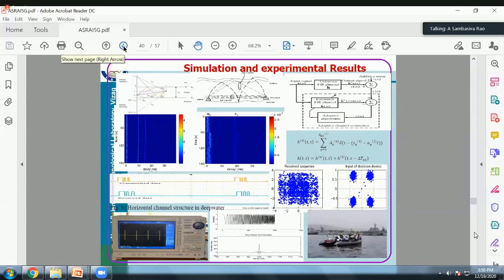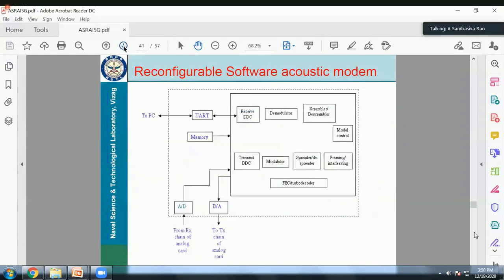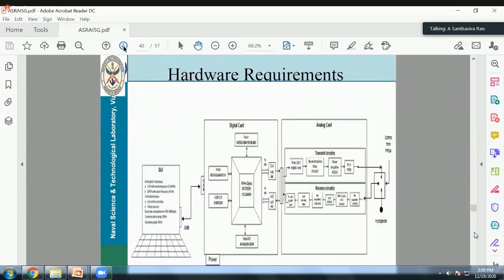Next one. I thought I would go to the sensor network. This is software dependent. Already I discussed. This is the Jink modem. Already I discussed.